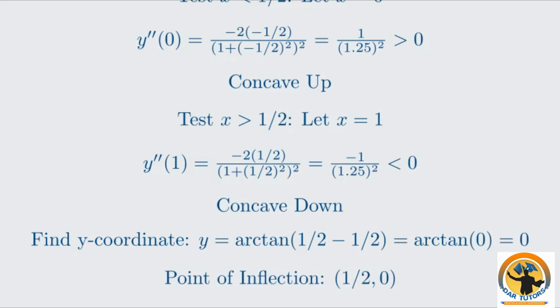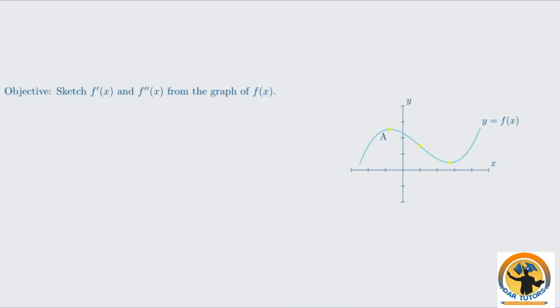Let's now explore the relationship between the graphs of a function, its first derivative, and its second derivative. This is a crucial skill for IB AAHL. Our objective is to be able to sketch the graphs of f prime of x and f double prime of x, given the graph of f of x. Let's consider a general cubic function, f of x. Here is the graph of y equals f of x.